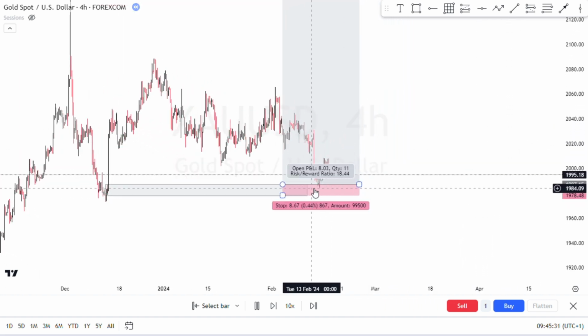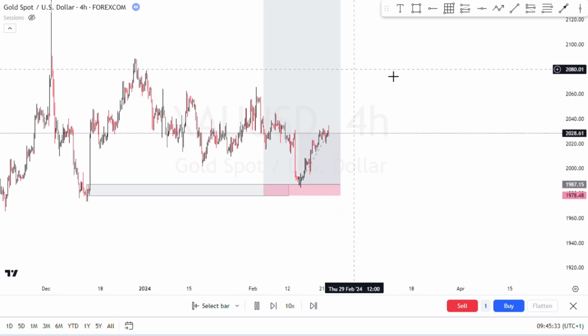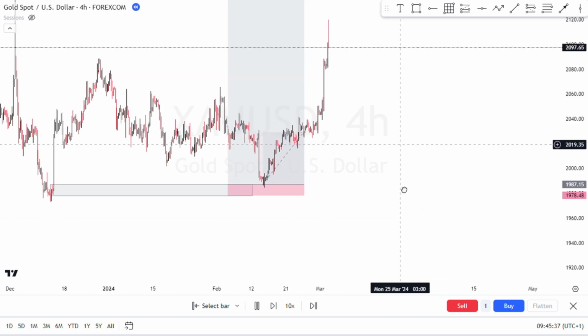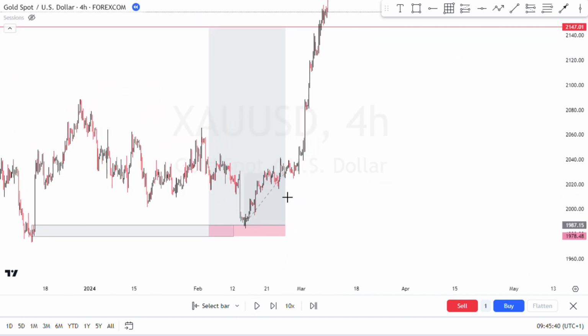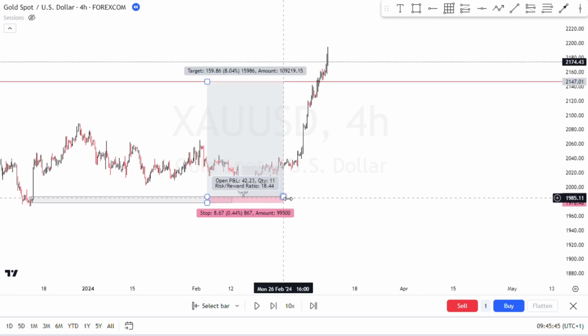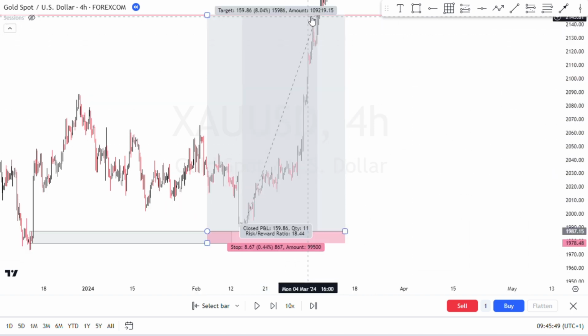So you can see that price tapped into our entry and then started going in a bullish direction. You can also go down to a lower time frame to find a perfect entry to increase your risk to reward ratio. Can you see that price eventually tapped into our take profit, and the price still continues in a bullish direction? Price tapped our take profit.